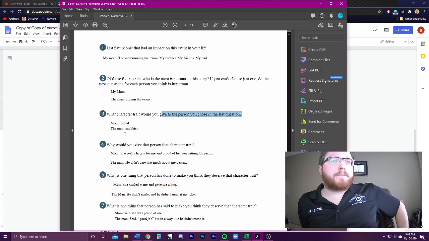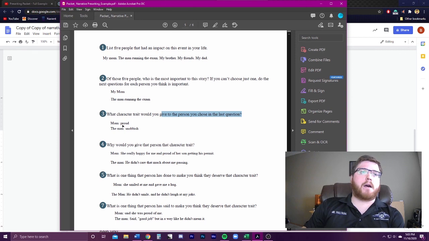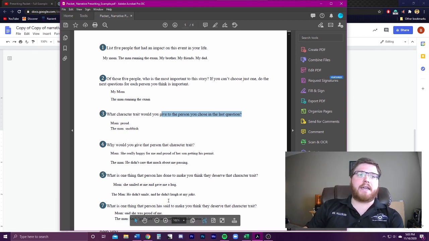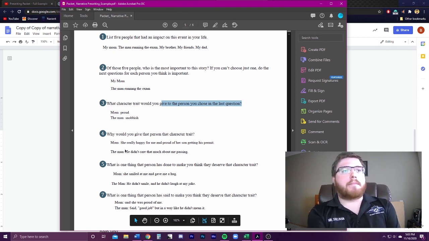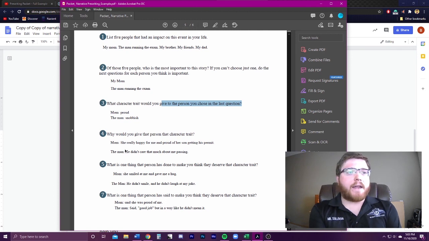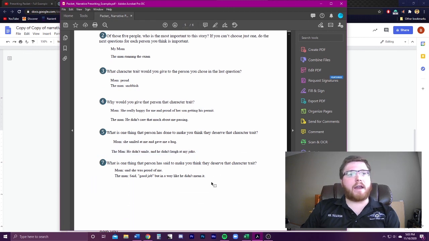Okay, so I have my mom and the man who was running the exam. And I say my mom was proud, the man was snobbish, and I thought of a couple different ways that I could get those traits across. I thought about having my mom give me a hug and smile at me. That's down here in question 5. And I thought about having the man not laugh at my joke. I can't remember what that joke was today. I knew what it was when I made this, but I can't remember what it was now. So maybe I'll think of something else on the fly.